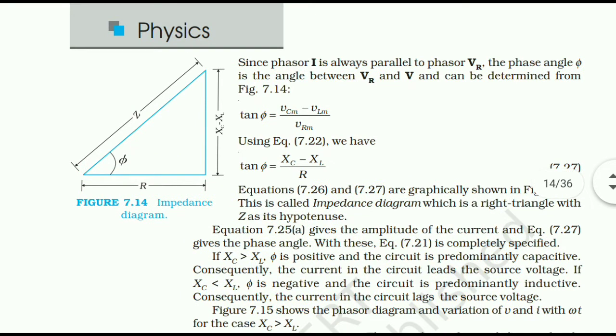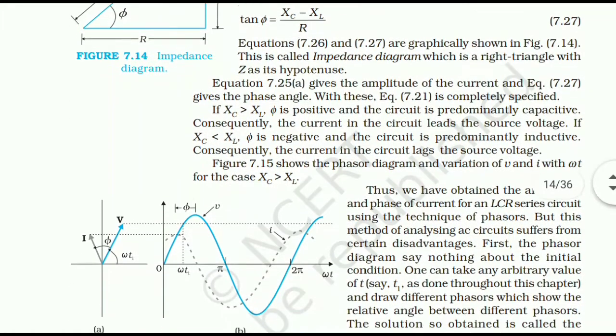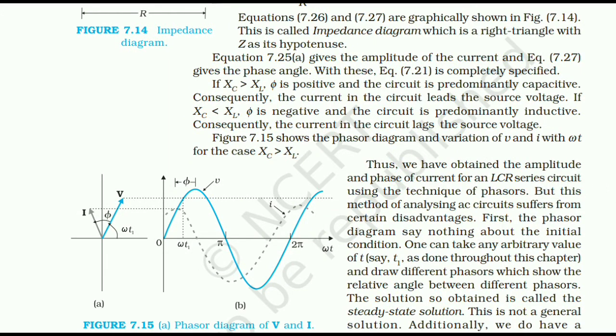Since the phasor I is always parallel to the phasor VR, the phase angle phi is the angle between VR and V and can be determined from figure 7.14. Tan phi is equal to (VCM minus VLM) upon VRM. Using this equation, we have tan phi is equal to (XC minus XL) upon R. The equations are graphically shown in figure 7.14. This is called the impedance diagram, which is a right angle triangle with Z as its hypotenuse. The first equation gives the amplitude of the current and the second gives the phase angle. With these equations, the current is completely specified.